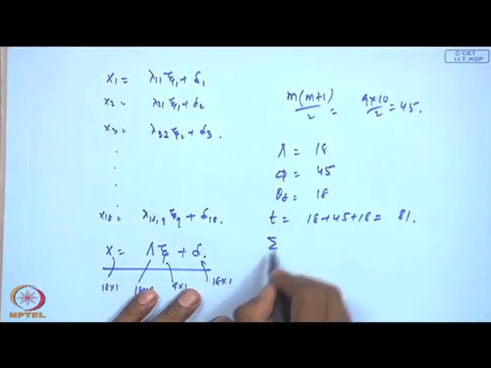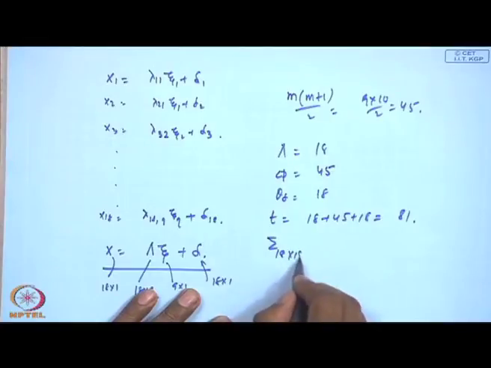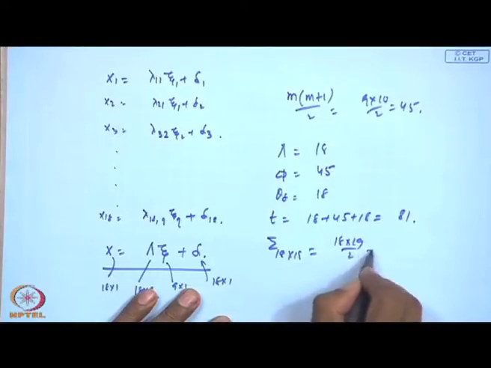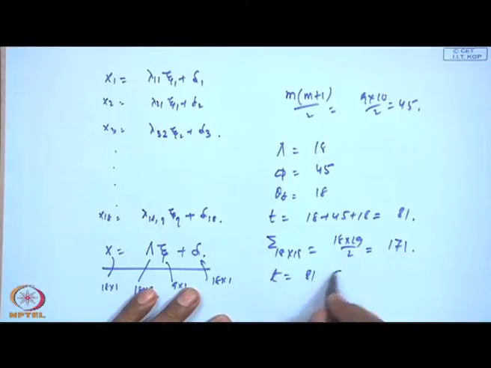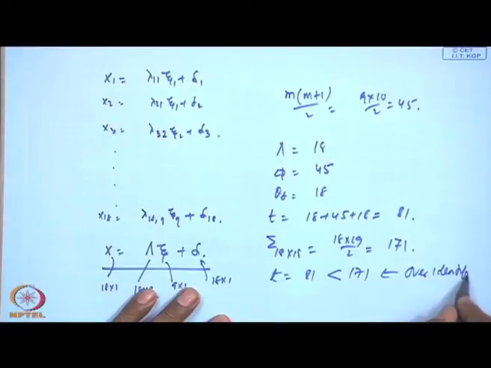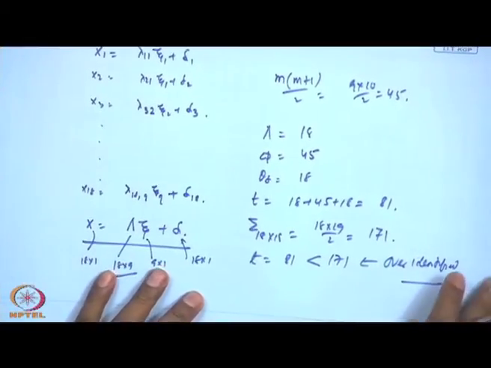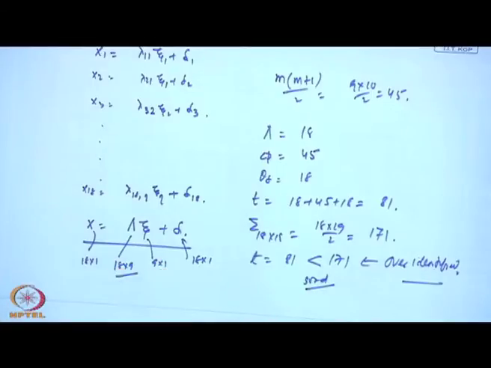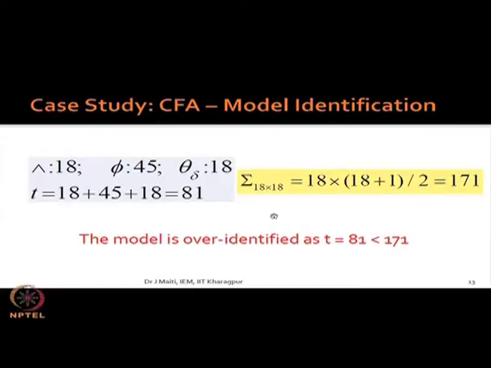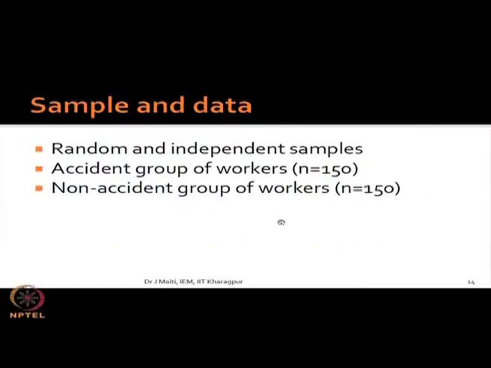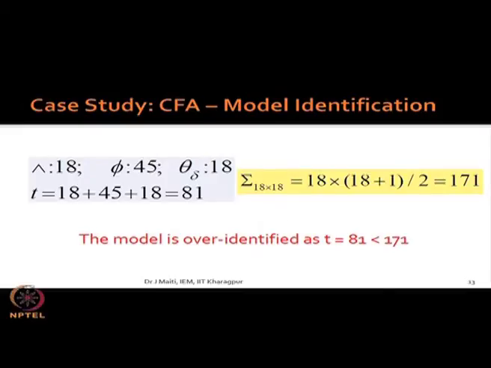Now, what are the unique elements there? We have 18 manifest variables cross 18. So, 18 into 19 by 2, this will be 171. Now, t equal to 81 is much less than 171, so the model is over identified. It is a good case. The necessity condition is satisfied, and sufficiency we have not tested here, but the software tests all those things.